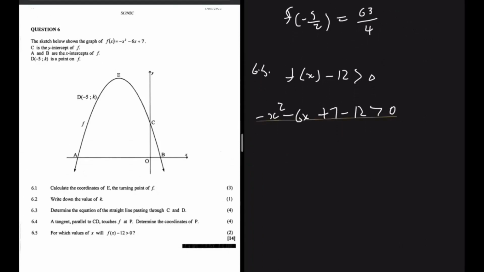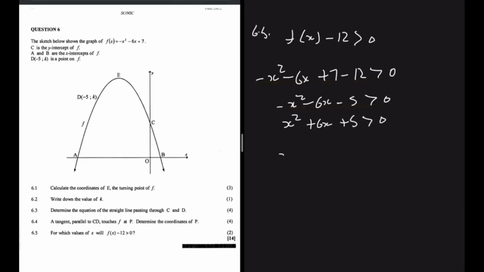We're going to find the values of x for which this is true. So we're going to have minus x squared minus 6x plus 7 minus 12. I think that is supposed to be minus 5, right? And then yeah, indeed, so we have minus 5 greater than 0. If we multiply everything by minus 1, we're going to get x squared plus 6x plus 5 greater than 0.